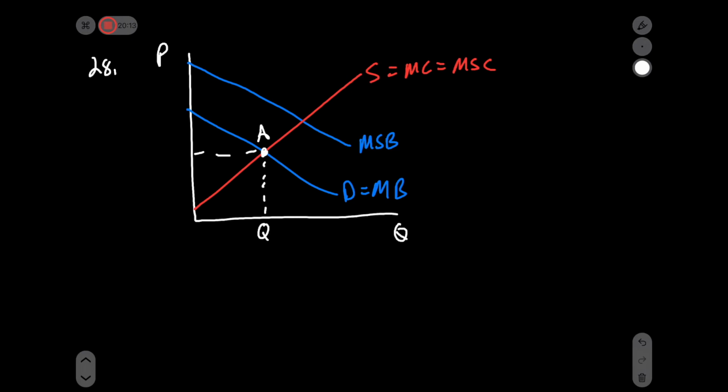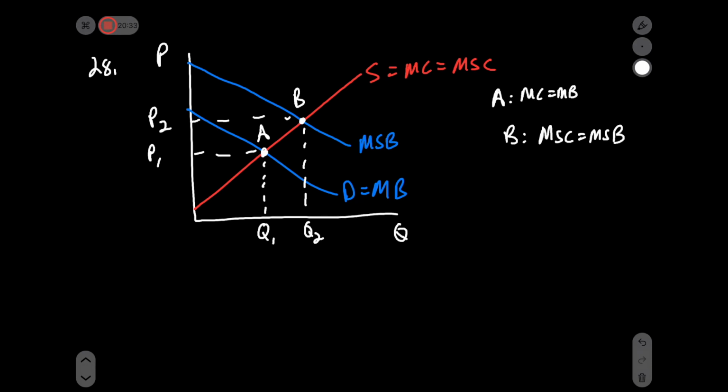at Q1 and P1, but we want to be here at Q2 and P2, right? Because we want to be where marginal social cost equals marginal social benefit. However, we're going to be at A, where marginal cost equals marginal benefit. So private costs equal private benefits at this level of output. However, the marginal social cost is less than the marginal social benefit at this outcome by the amount of the positive externality. Right. Okay, let's keep going.